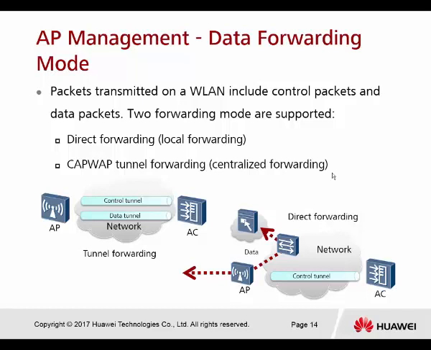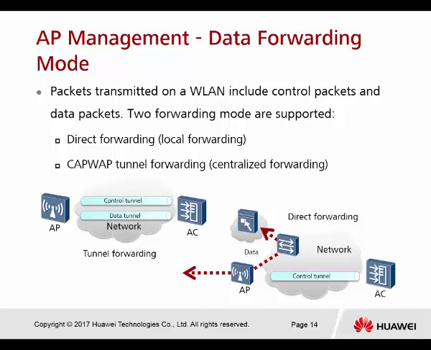Data forwarding mode. The data forwarding mode is very important. Sometimes when we deploy the network and we don't understand the architecture or the network design on layer 2 or layer 3, it's very hard to make the decision on choosing the forwarding mode. So right here they're showing the forwarding mode. They have two different types: direct forwarding or CAPWAP forwarding. What we need to know here is, the protocol frames used by the AP and the controller, all this kind of information has to pass through the CAPWAP tunnel.